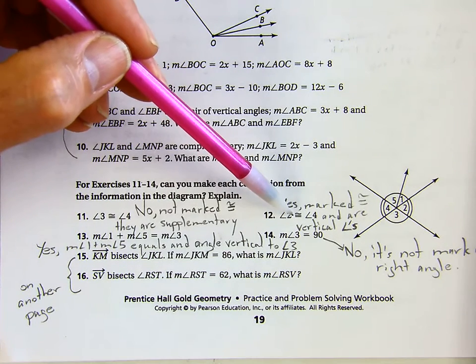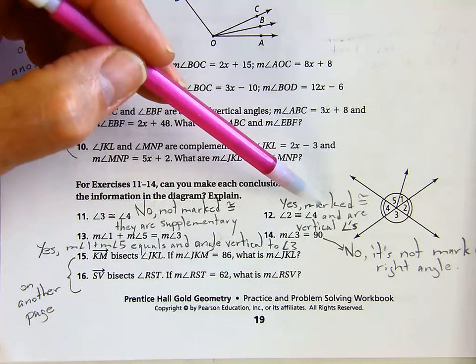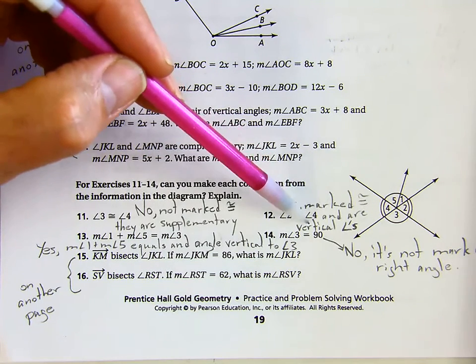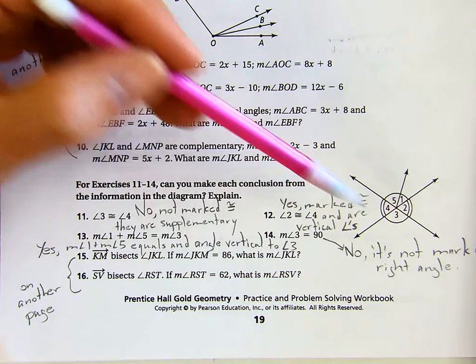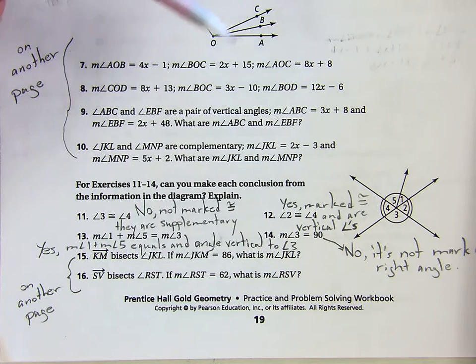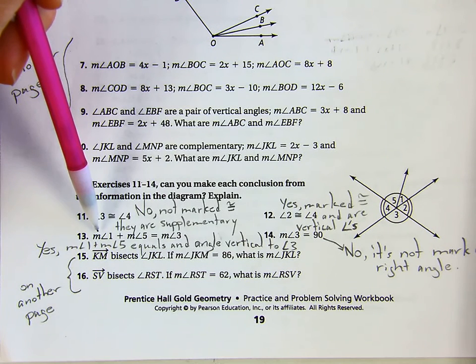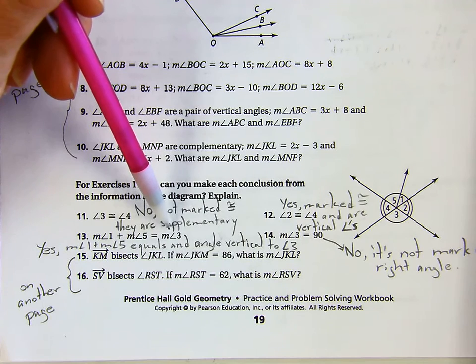Angle 2 and 4, are they congruent? Well, 2 and 4, yes. They have marked them congruent, and they are vertical angles, okay? So they're vertical angles, plus they've marked them congruent with those hash marks, or not hash marks, I don't know what you call those little arcs. Number 13, is the measure of angle 1 plus the measure of angle 5 equal the measure of angle 3?